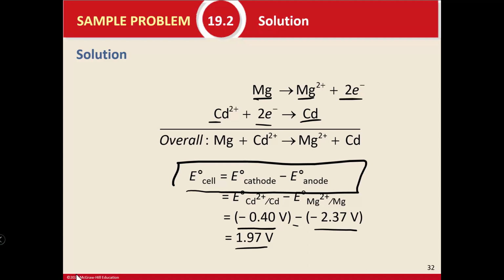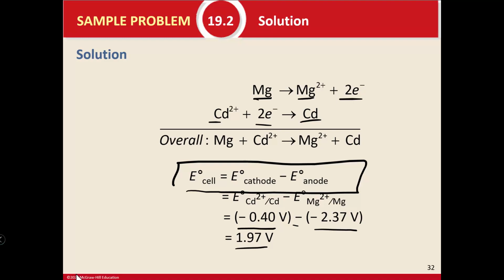And you go, well, how do you know which one is going to be oxidized and which one is going to be reduced? Well, here's what you know. This is the most important part right here. If it's a galvanic cell, like a battery, it has to be spontaneous, and it's only spontaneous when the voltage is a positive value. So that's how we know for sure the magnesium is going to be oxidized and the cadmium is going to be reduced.